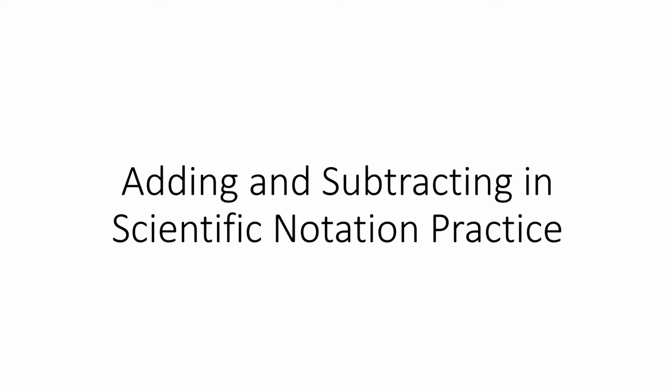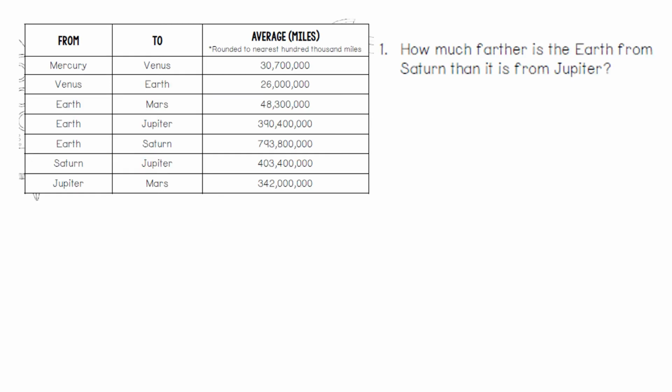This video is for you to check your work on how to add and subtract while in scientific notation. For question number 1, it says how much farther is Earth from Saturn than it is from Jupiter? So thankfully, all of these numbers are already in standard notation form, so we don't have to rewrite any of them. We can just simply decide if we're going to add or subtract. When the question asks how much farther, that is going to be a subtraction problem. We want to find the difference between the numbers.